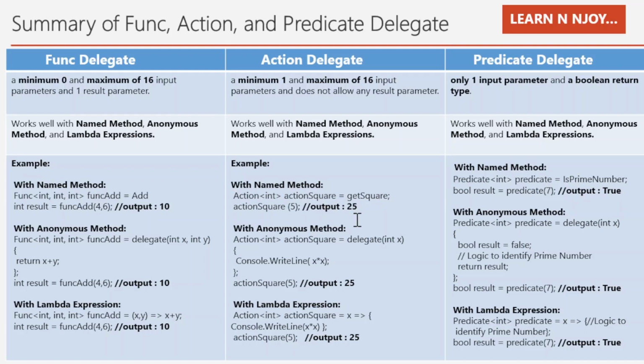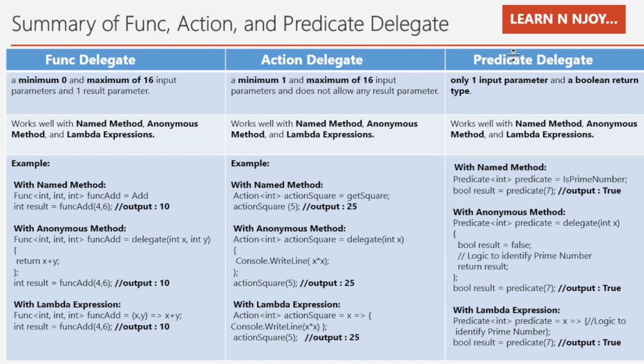With the anonymous method, I have replaced this named method with an anonymous method. This anonymous method accepts input, calculates the square, and then prints it into this console window. And we have called this anonymous method with the help of this Action delegate instance, passing 5 as the input parameter, and that's why the output is coming as 25. Again, here with the lambda expression, we are accepting one input parameter, calculating a square value, and then printing into this console window. We have called this lambda expression with the help of this action square delegate instance name, passing 5 as an input parameter and seeing the output as 25, right?